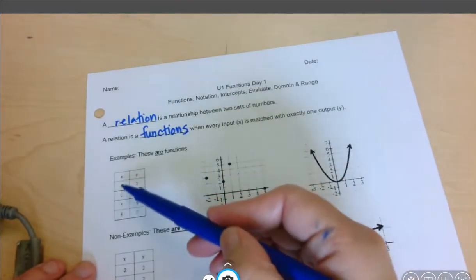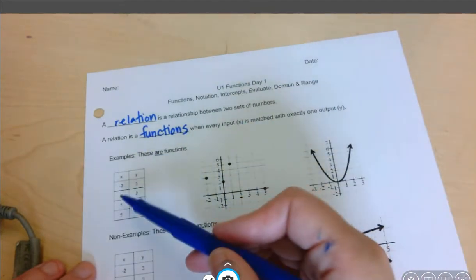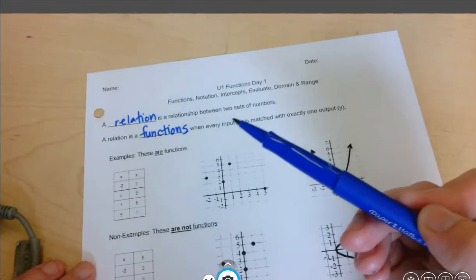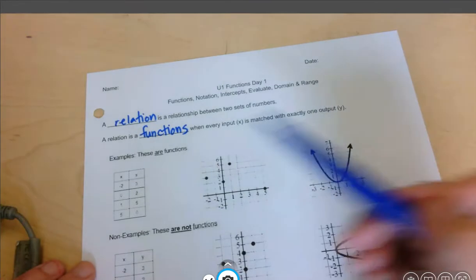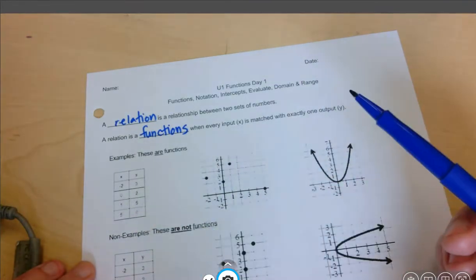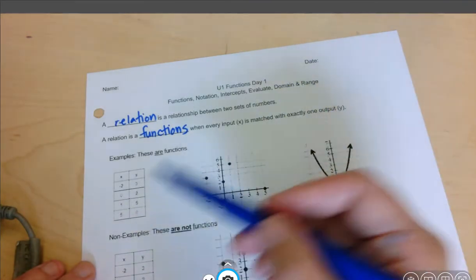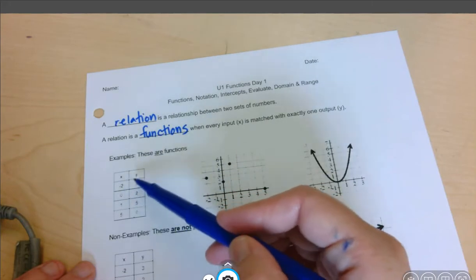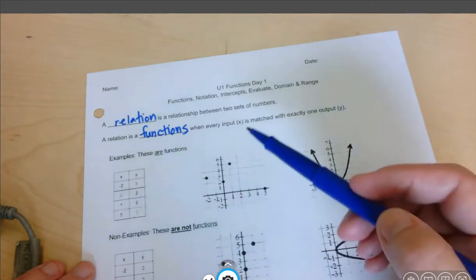When I input -2, I get out 3. When I input 0, I get out 2. When I input 1, I get out 5. When I input 5, I get out 0. So you can see that these are functions because every input has just one output.